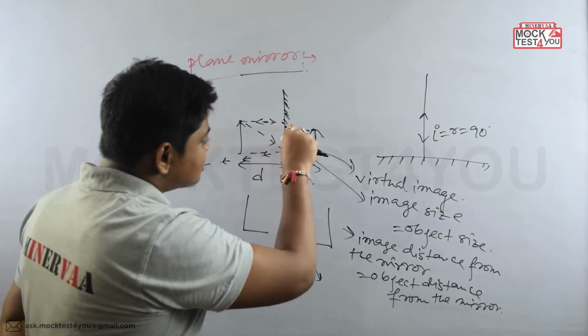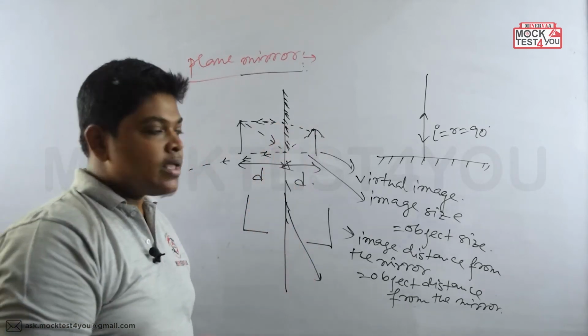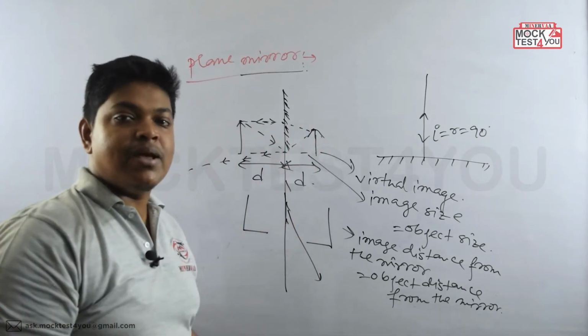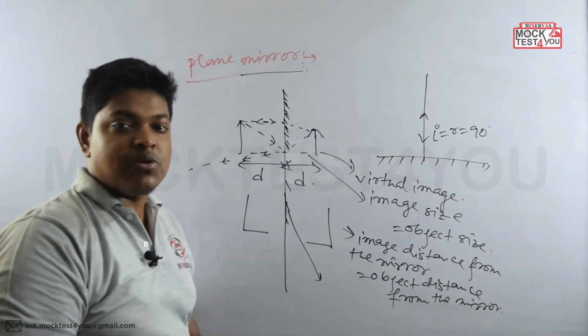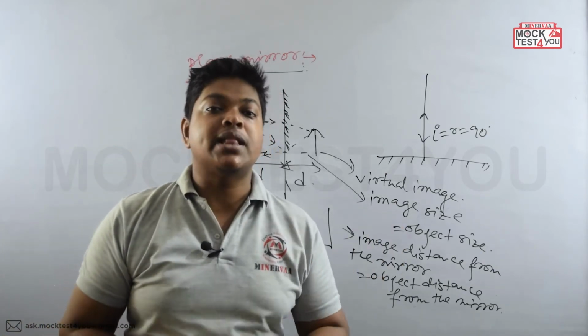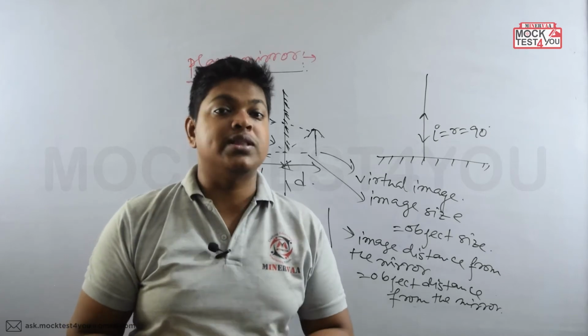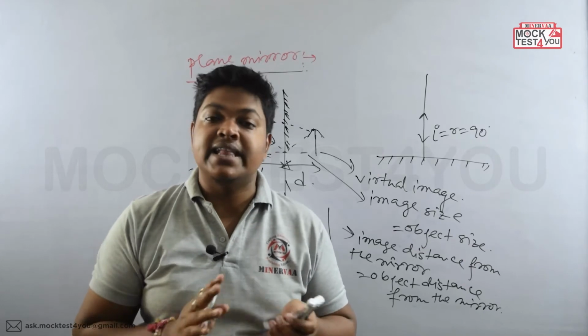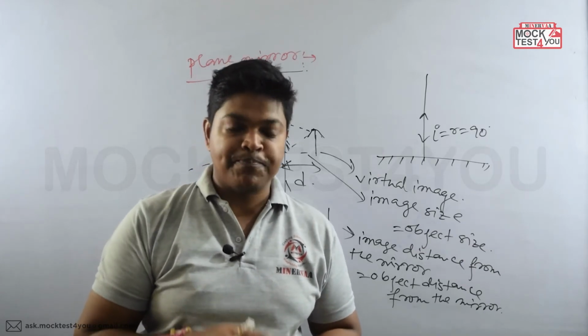But they appear to meet at a point, right? If they appear to meet at a point, then in that case, whatever image is formed will be a virtual image. And one of the biggest properties of a virtual image is that you cannot place it on a screen. That means the virtual image cannot be projected on any screen, right?